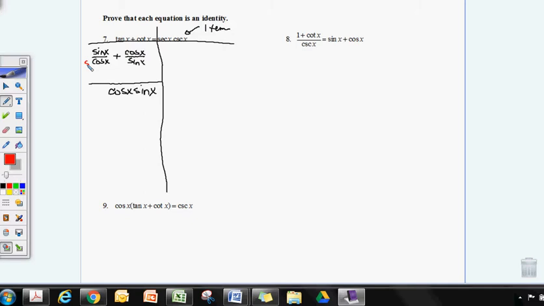I'm going to pick left side because it's got cotangents and cosecants. So rewriting it, 1 plus cosine of x over sine of x, and then I have all over 1 over sine x. I have to get rid of those complex fractions, but they're good.